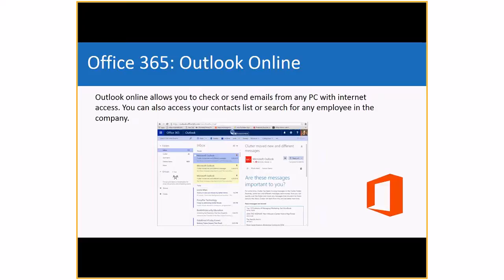And this is what Outlook looks like online. So again, most people, if they're on a mobile device, will check their email, but this is just another way to get in and check email. Again, this could be on any PC with internet access, and it doesn't have to be a CMC PC. You can also access your contacts list if you need to look up an employee in the company.